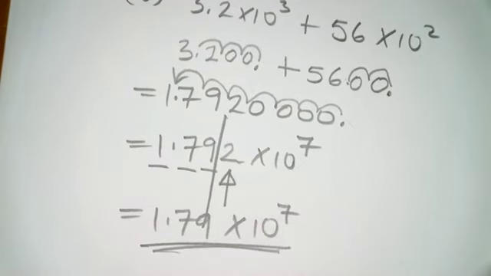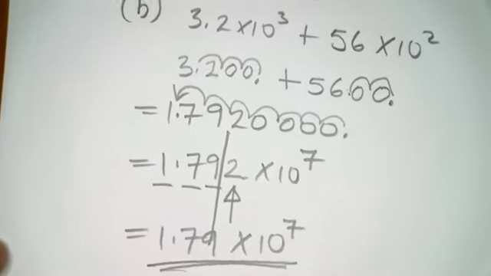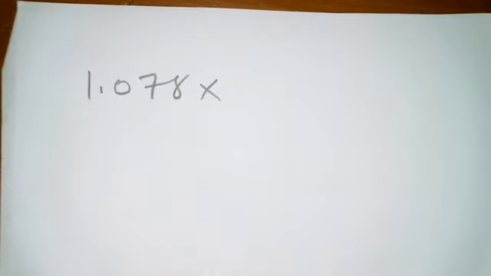All right, the next one is fantastic. What we got here? Okay, we've got 1.078. In fact, I'll write this on a different sheet. Here we go. So we're going to have 1.078, and that's going to be times, let's make sure I get this right, 2.4 times 10 to the negative 3.